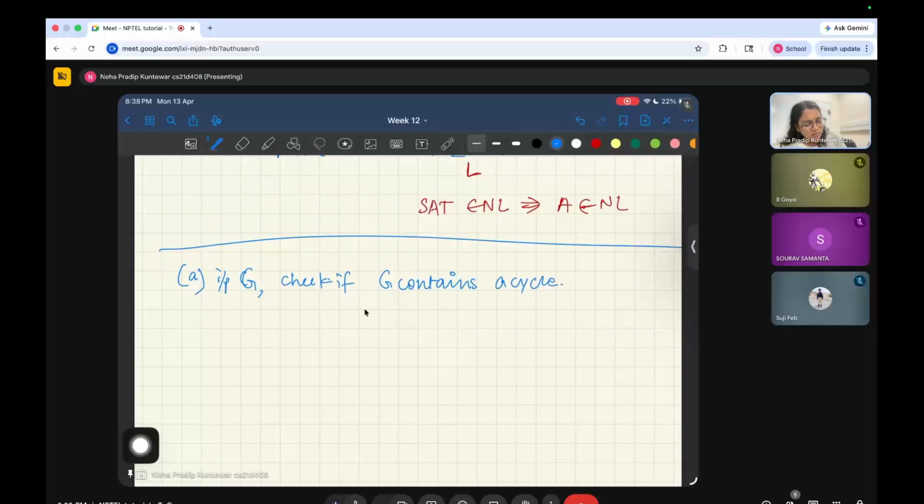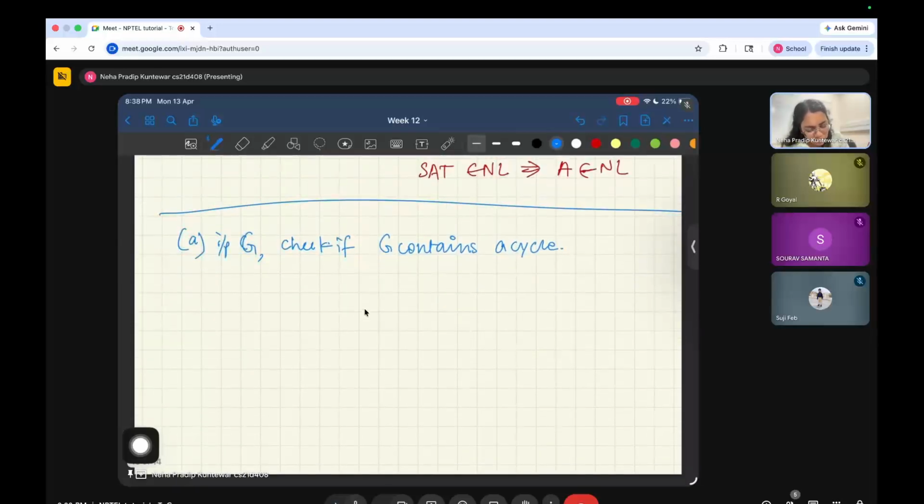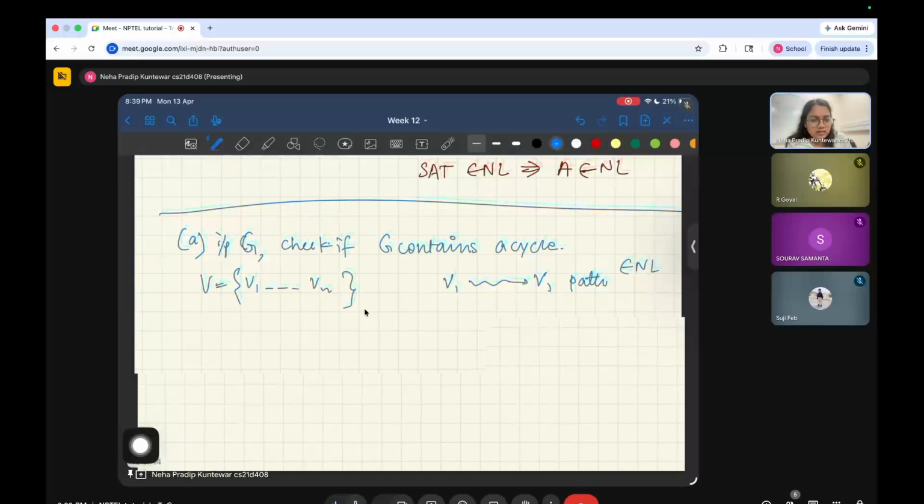So what you will do is, let's say v1 to vn are the set of vertices in G. Then basically you are checking whether there is a v1 to v1 path in G. This is nothing but a reachability problem. You can do this in NL. If you get a path, then you say that G contains a cycle.